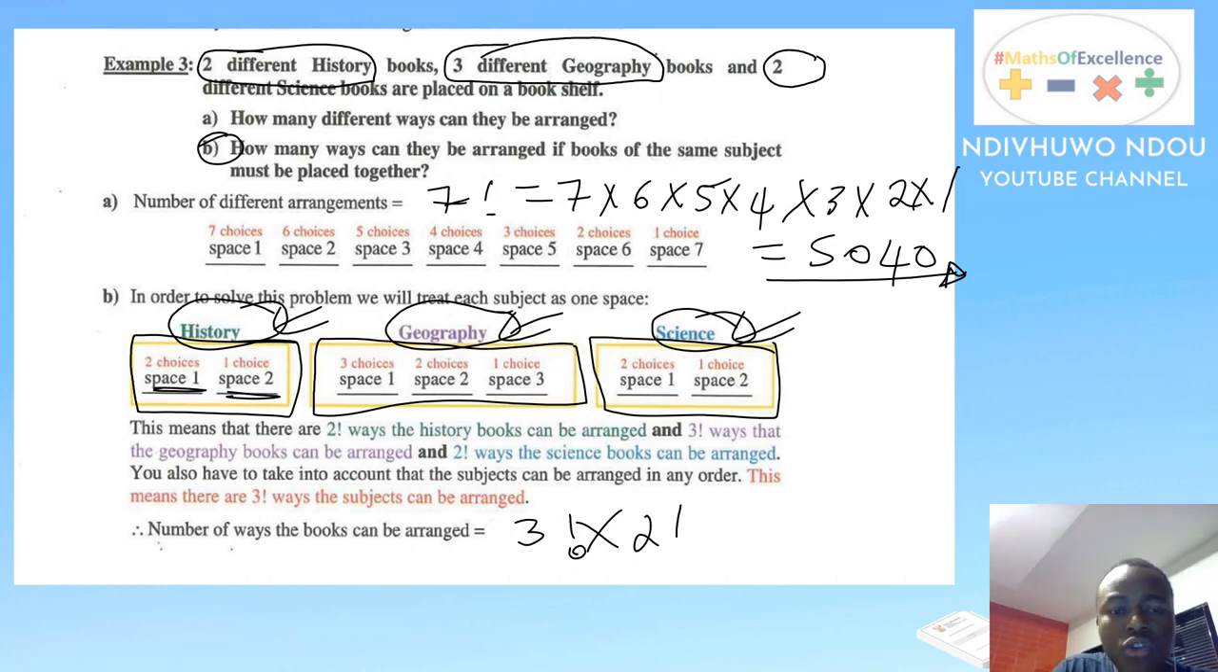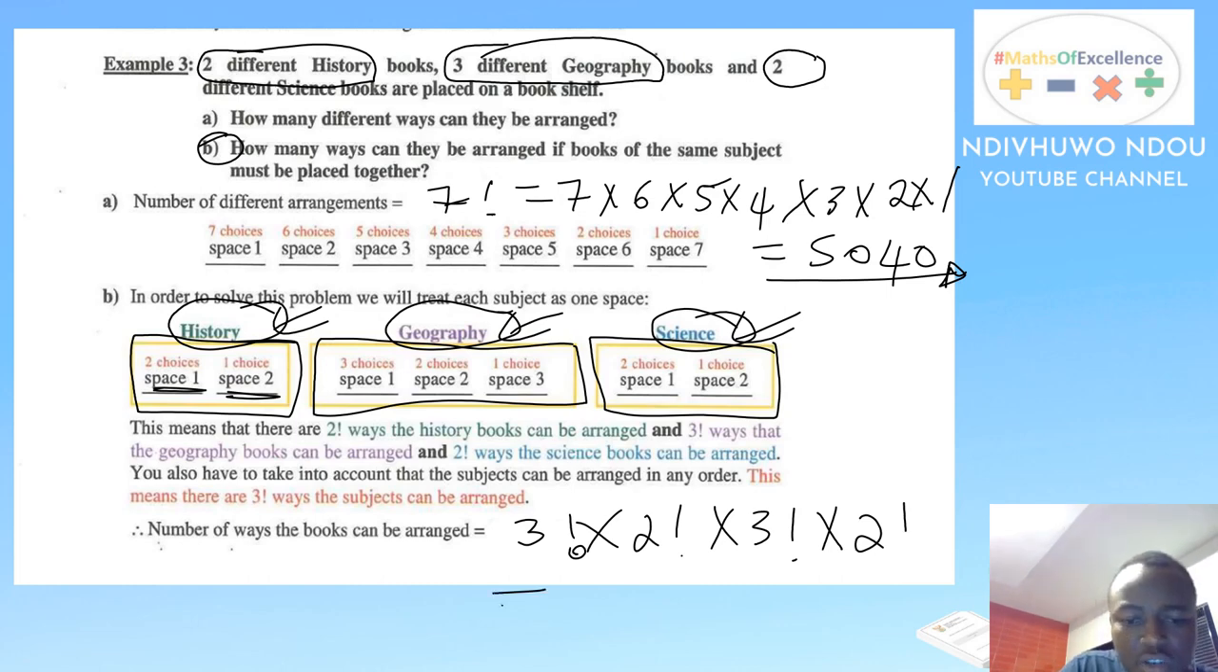So let's go to geography. How many items do we have? We have 3 items, right? So because it's 3 of them inside, they can be arranged in 3 factorial ways. Then let's lastly look at science books. So it's 2 of them inside, so also they can be arranged in 2 factorial ways.